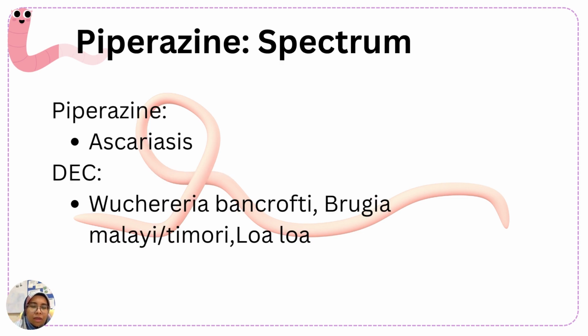Alright, when do we use the spectrum? For piperazine, it is a very narrow use, which is only ascariasis. DEC we can use for a bit more, for example Wuchereria bancrofti, Brugia malayi or Brugia timori, and loiasis.